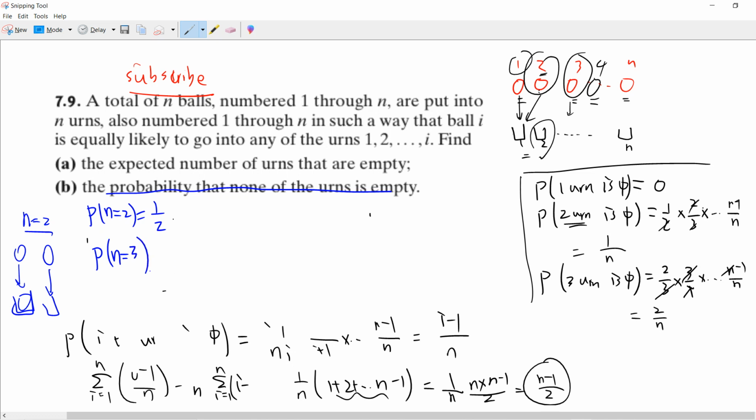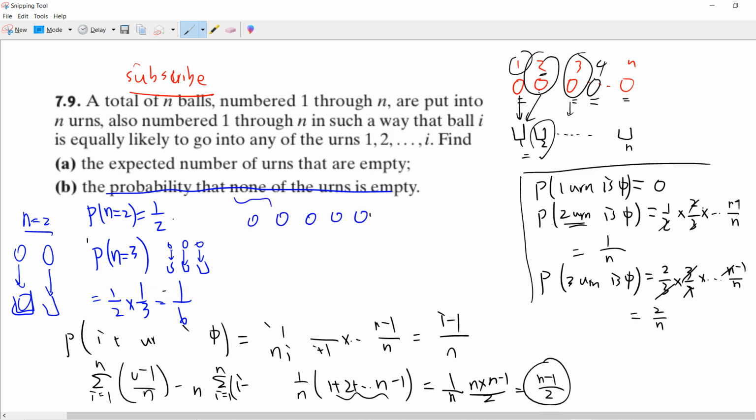Now if n equals 3, with 3 urns, then obviously the first ball must go to the first urn, and the second one must go to the second, because the second one cannot go to the first, and the third one must go to the third. So it's a half times 1/3, so it's 1 divided by 6. Okay, so you see an answer.